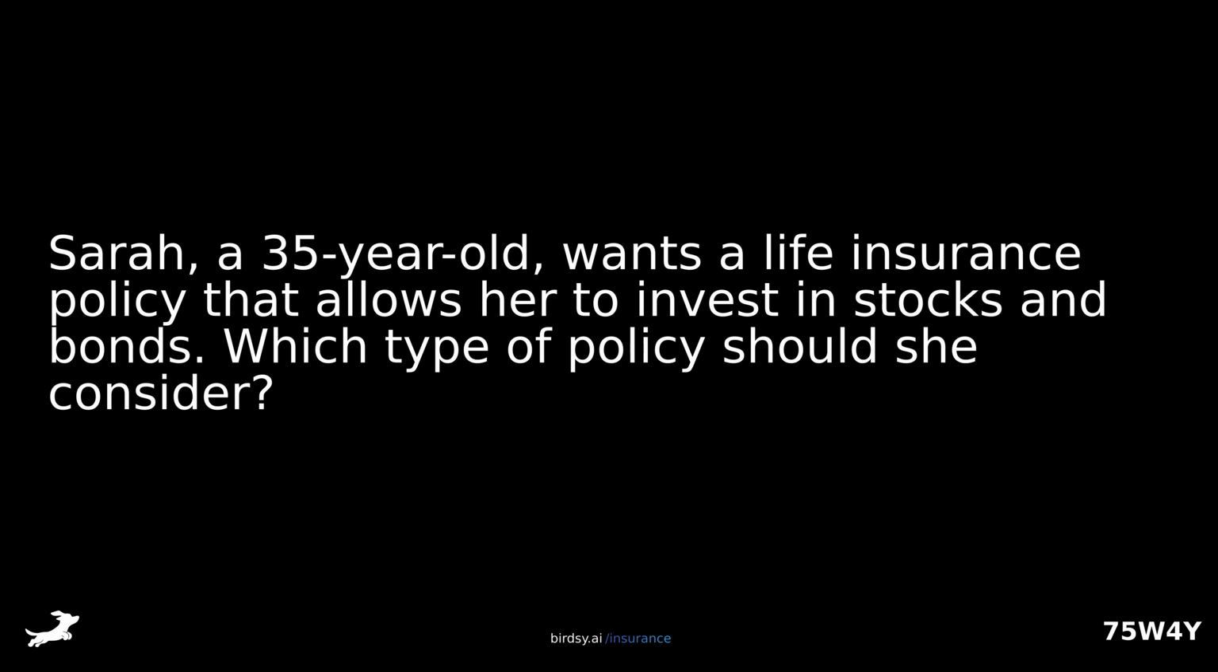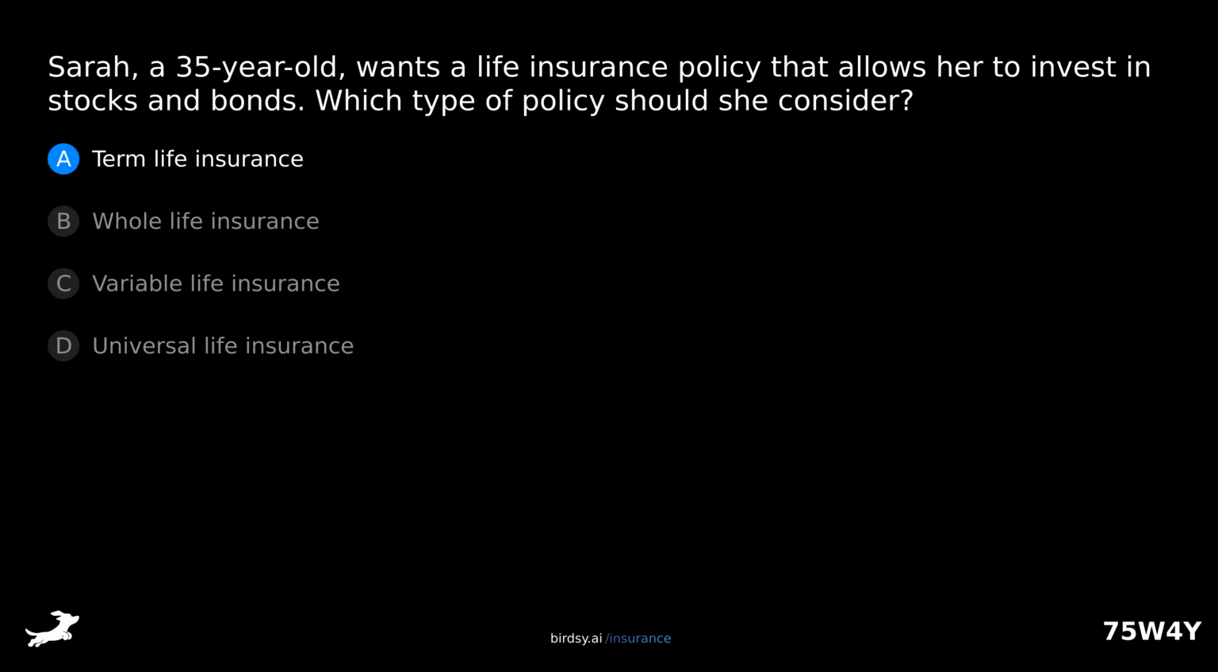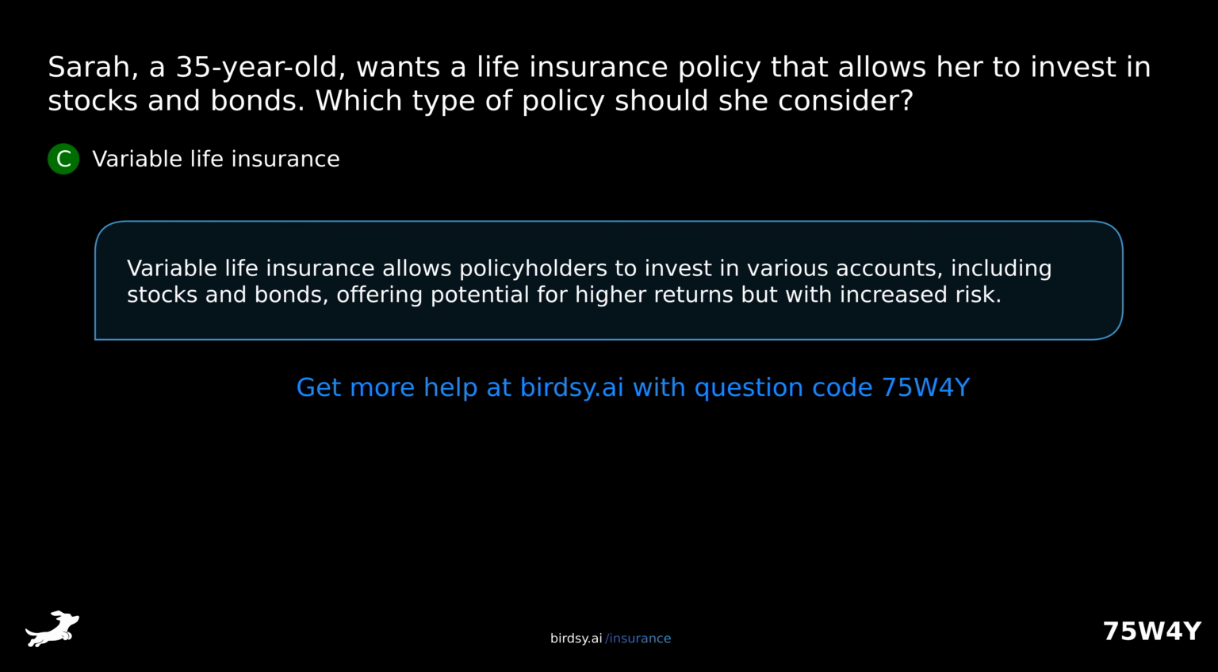Sarah, a 35-year-old, wants a life insurance policy that allows her to invest in stocks and bonds. Which type of policy should she consider? Is it A. Term life insurance, B. Whole life insurance, C. Variable life insurance, or D. Universal life insurance? The answer is C. Variable life insurance. Variable life insurance allows policyholders to invest in various accounts, including stocks and bonds, offering potential for higher returns but with increased risk.